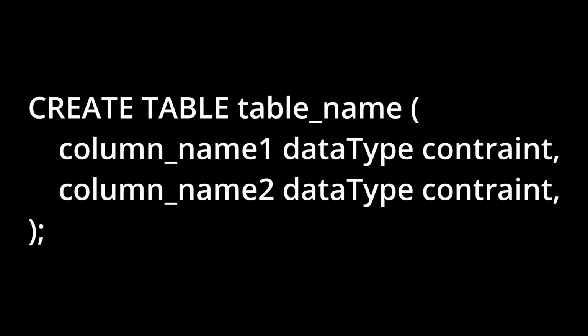So you have create table, table name, open parenthesis. You have your column name, your data type for the column, any constraints you want on the column, comma, other columns you want to add, and then close parenthesis, and then end with a semicolon. That's your create table SQL statement. We're going to start with just a few fields on the table. Let's go ahead and create that table.